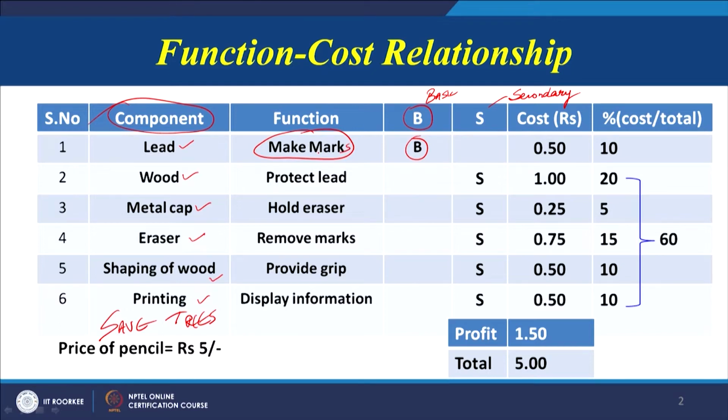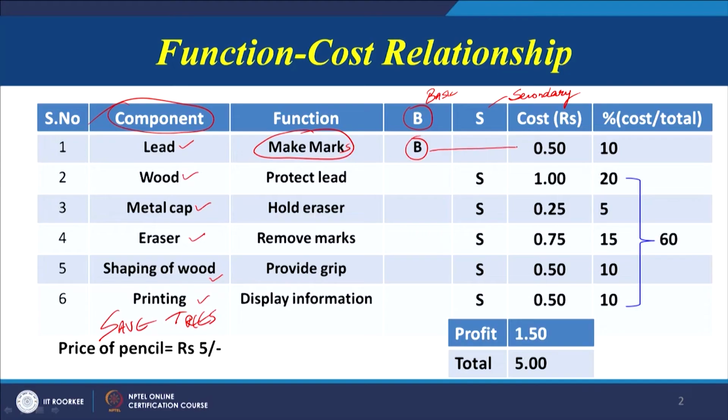Now this making of marks may be related to writing words, it can be for making a sketch, it can be for making a drawing. So the basic function is to make marks. This basic purpose is being achieved by 50 paisa, and this is contributing, as per the example we are taking, only 10% of the overall cost. The overall cost is rupees 5, which includes a profit of rupees 1.50 also.